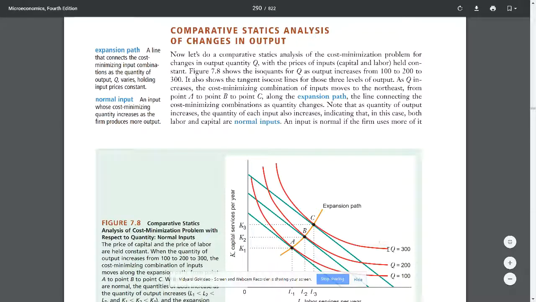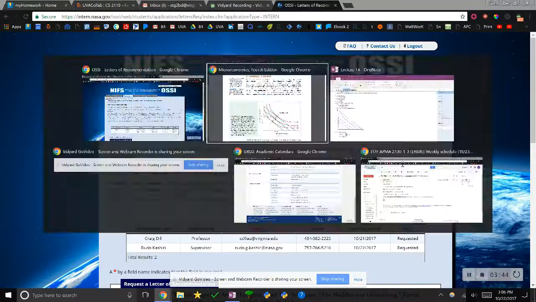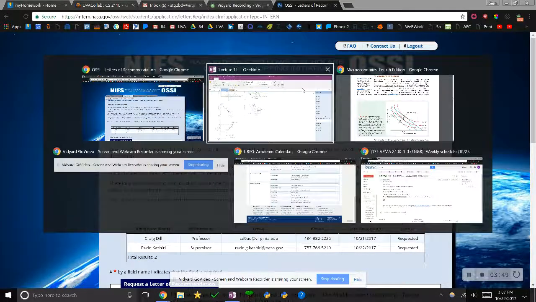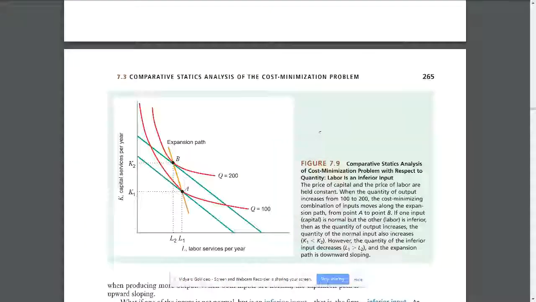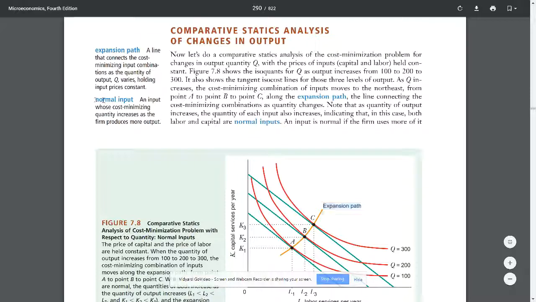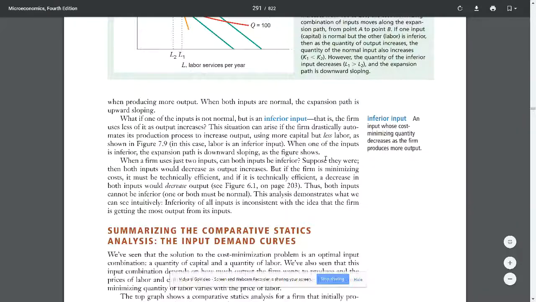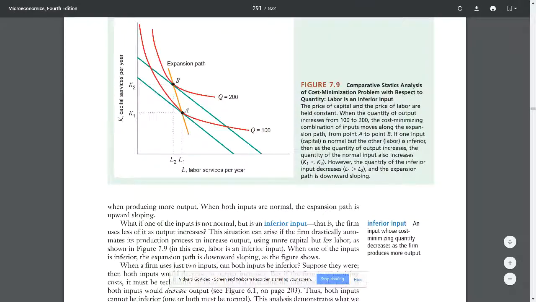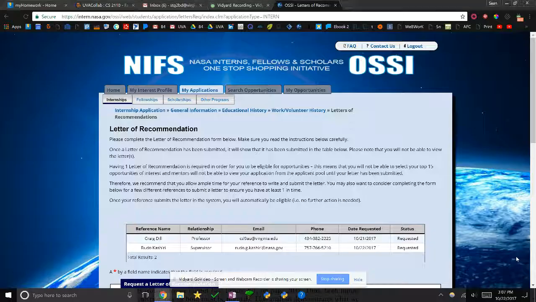So when we increase the quantity here and we find the optimal points, when we connect them, we get this path called the expansion path. And kind of like an income expansion path. If it has a positive slope, the expansion path, then it means that the inputs are normal inputs, which means if you use more of them, you get more output. And if they are inferior inputs, which means you use more of it and you get less output, then you're going to get a negative sloping expansion path.